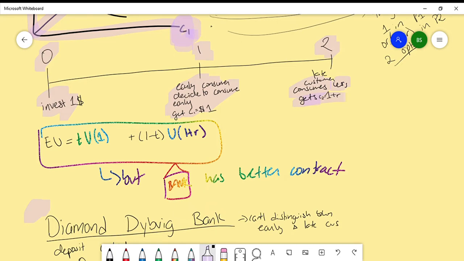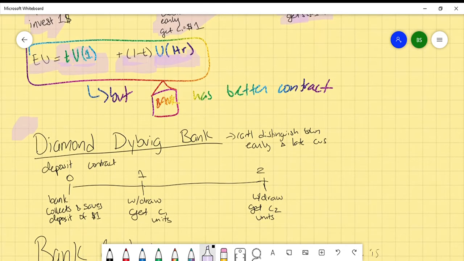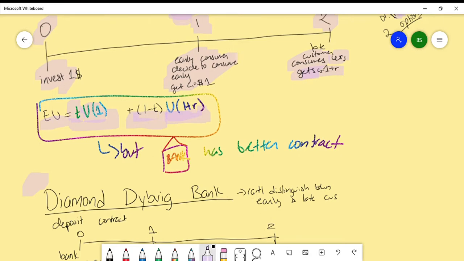Okay? So now the expected utility is: the probability of being an early consumer times the utility of getting $1, plus the probability of being a late consumer times the utility of 1 plus R, the C2 value. Now this is your expected utility from this option.